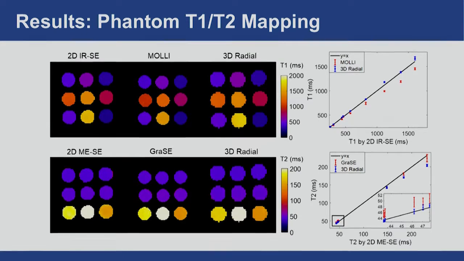Here shows the phantom T1, T2 mapping results. It can be seen that the MOLLI method estimates larger T1 values, and the 3D radial method achieved better accuracy. And for T2 mapping, the 3D radial method tended to estimate larger T2 values, but in the myocardium T2 range from 40 to 50 milliseconds, the 3D radial method achieved better accuracy than the GRASE method.